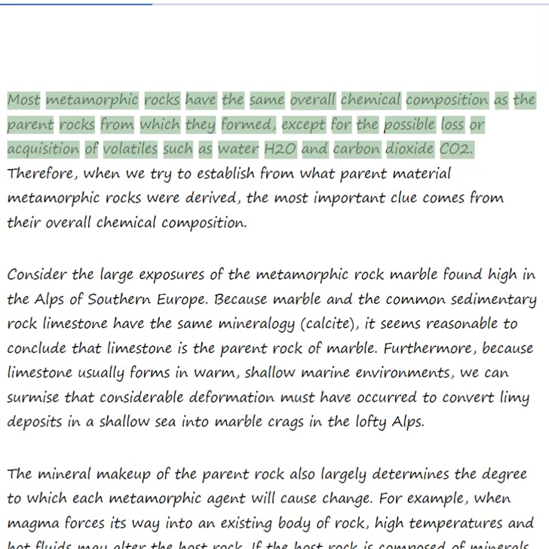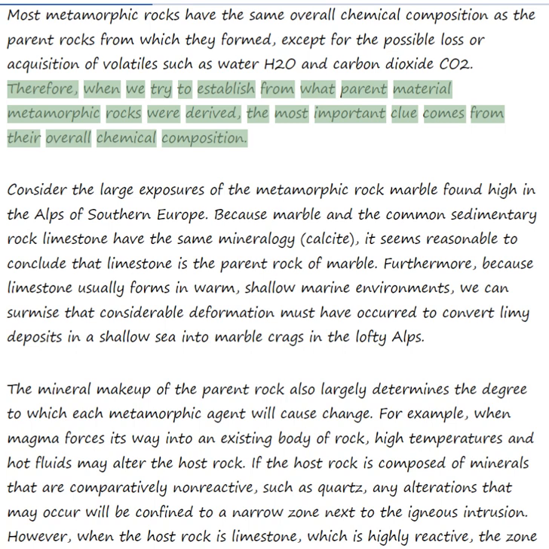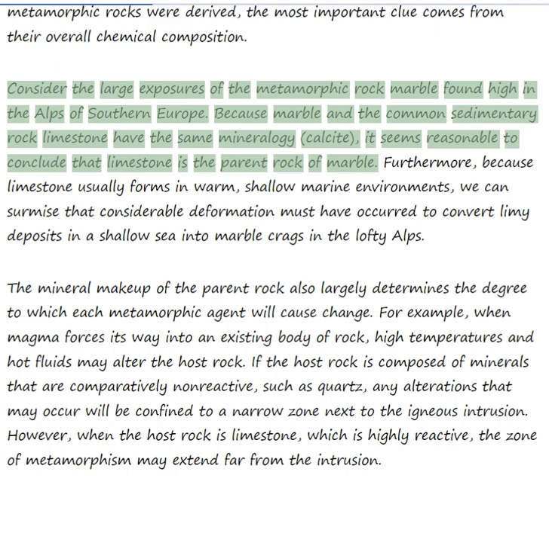Most metamorphic rocks have the same overall chemical composition as the parent rocks from which they formed, except for the possible loss or acquisition of volatiles such as water (H2O) and carbon dioxide (CO2). Therefore, when we try to establish from what parent material metamorphic rocks were derived, the most important clue comes from their overall chemical composition. Consider the large exposures of the metamorphic rock marble found high in the Alps of southern Europe. Because marble and the common sedimentary rock limestone have the same mineralogy, it seems reasonable to conclude that limestone is the parent rock of marble.